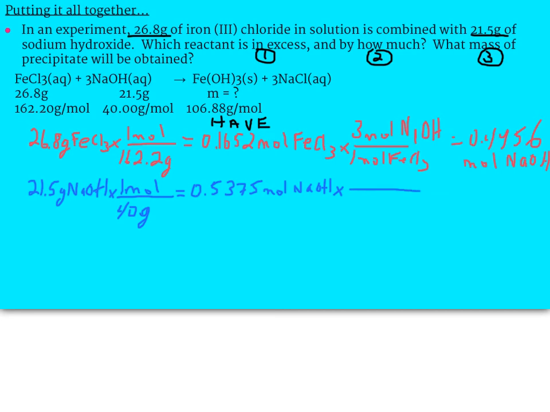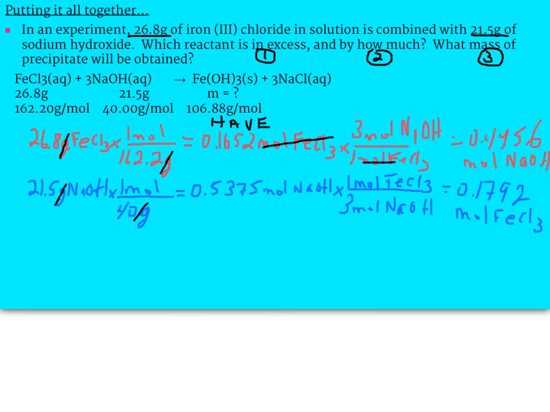On the bottom here, I'm going to do the same thing. So I'm going to multiply it by 1 mole of FeCl3 and divide it by 3 moles of NaOH. And here, I'm going to get the answer of 0.1792 moles of FeCl3. You want to remember that in here what's happened is my grams have canceled out all the way along. My moles are canceling out in order to leave the units that I'm looking for. This column I'm going to label need.